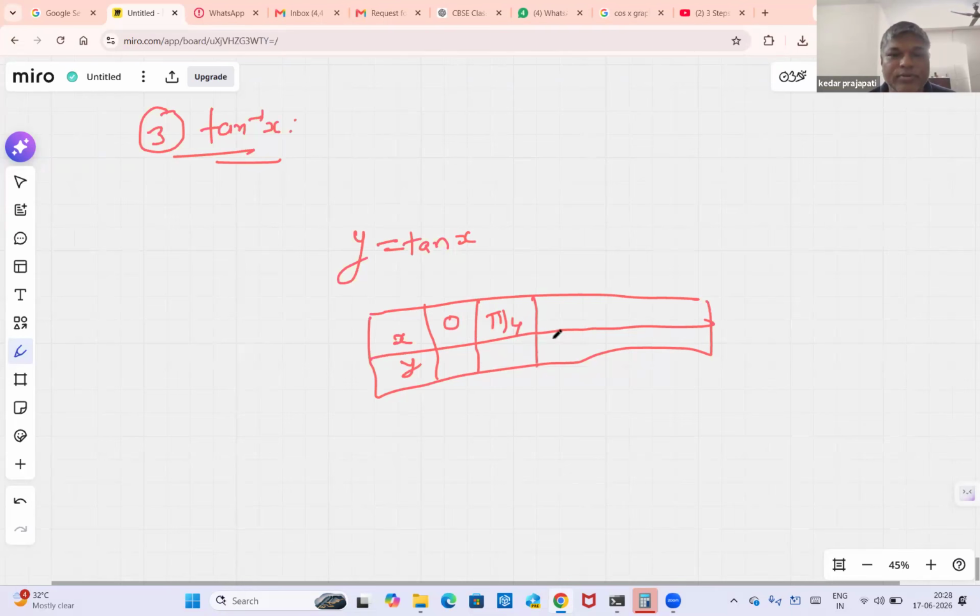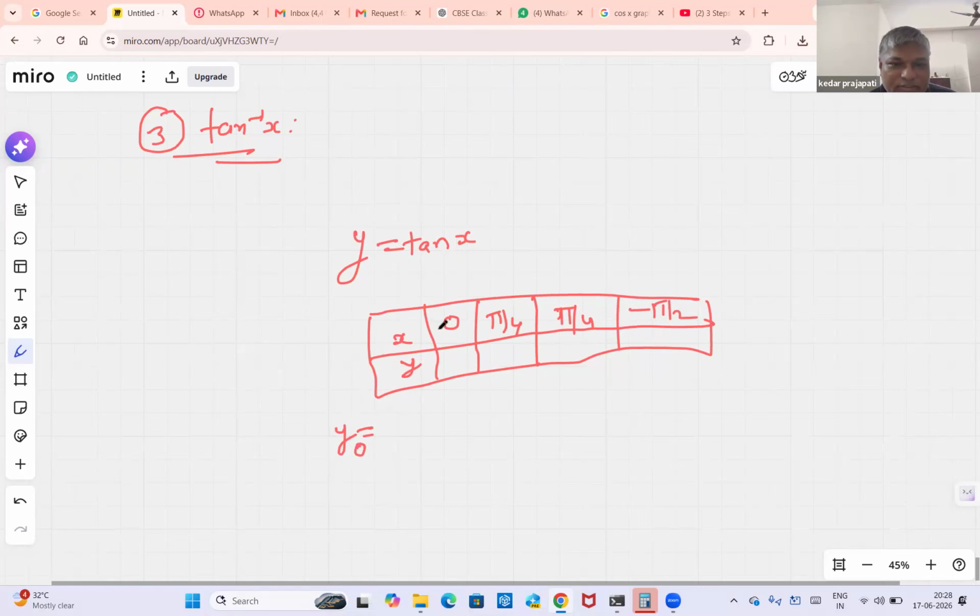Pi by 4. At 0 I'm checking, at 45 I'm checking, at 90 degrees I'm checking. And one more value, minus pi by 4, I'll check. You can basically check anything, but these are the values. So tan 0 is when we are taking x equal to 0, right? So what will be y?